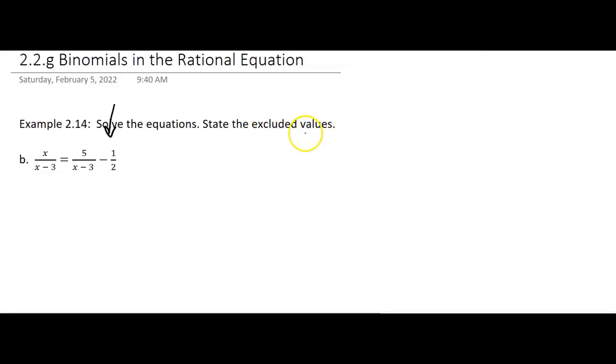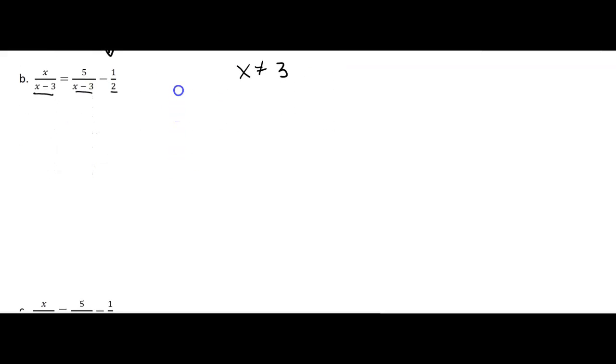Okay, it says state the excluded values. So look at the denominators, x minus 3, and 2. Well, I don't have to worry about the 2. That's not going to be 0. But I can't have x be 3. So this time, 0 is okay, but x cannot be 3. No matter what happens, in the end, x can't be 3.